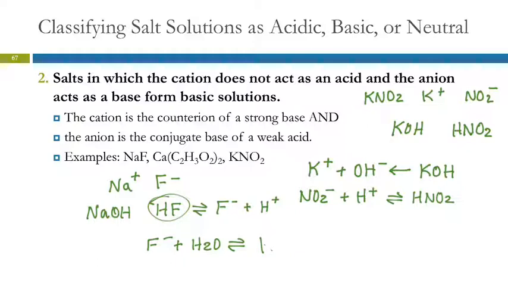Erase that down there. We can think of it a different way. NO2 minus plus H2O can form HNO2 plus hydroxide ions. So it can actually take the hydrogen ion from a water molecule, and now we see there's hydroxide ions that are being produced.